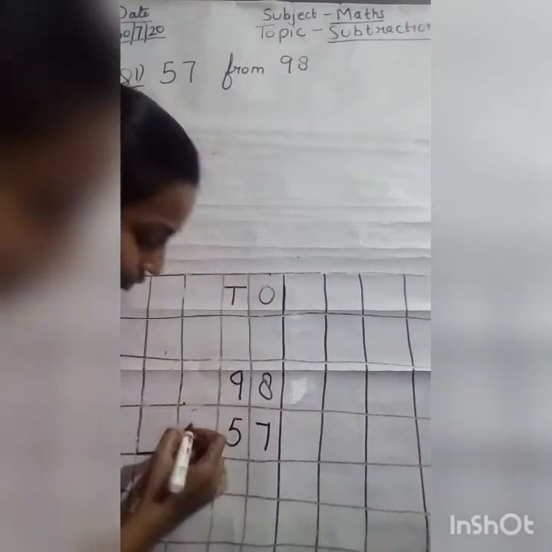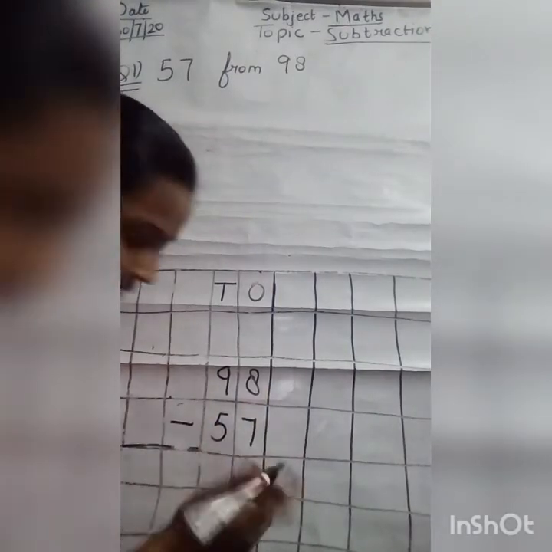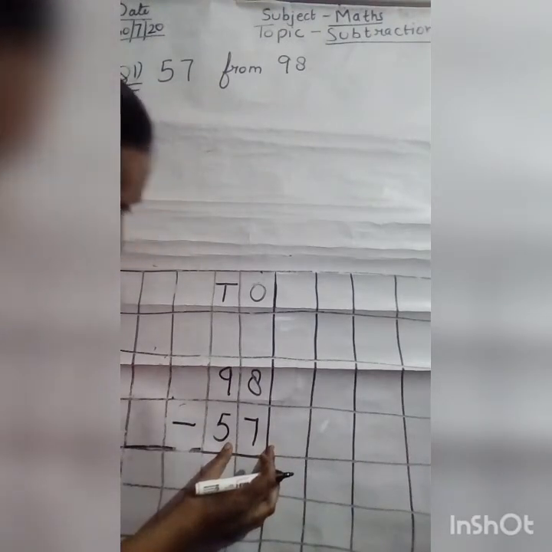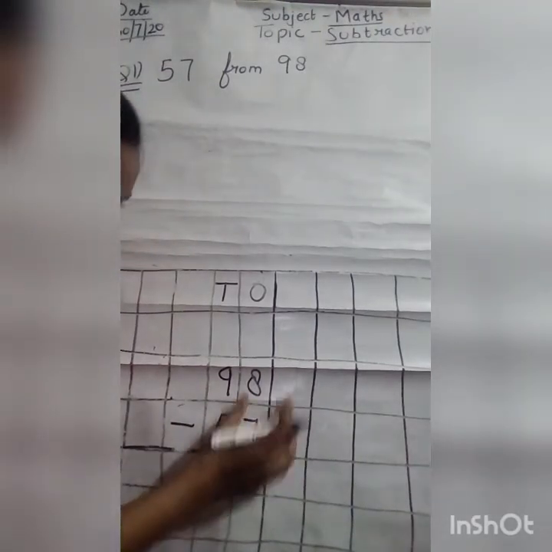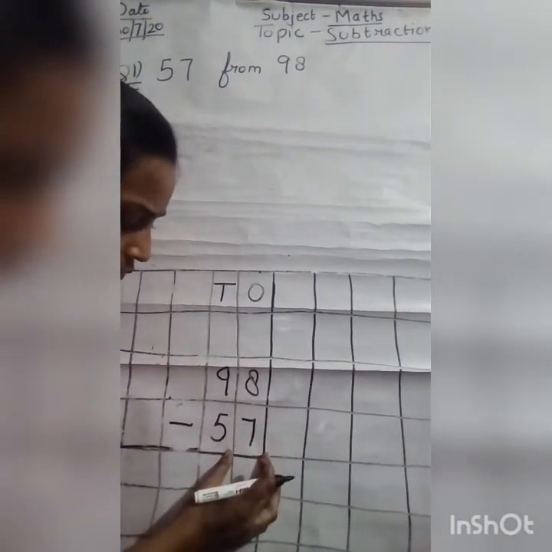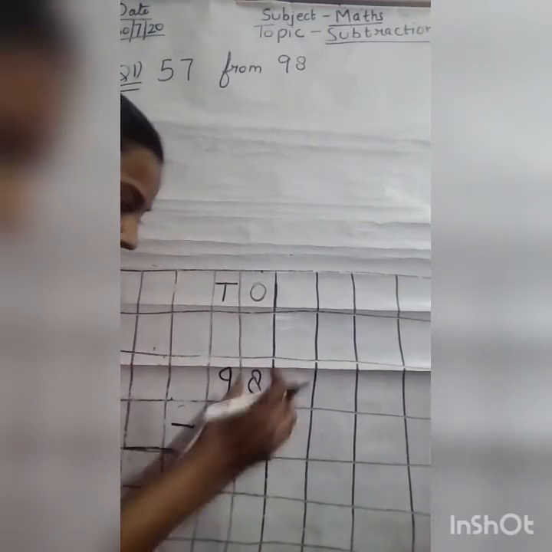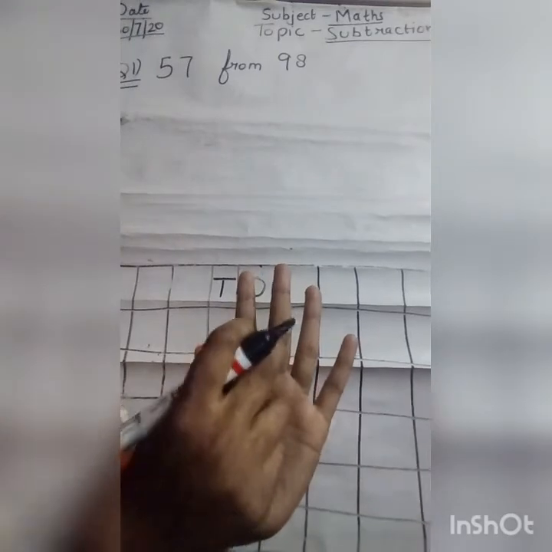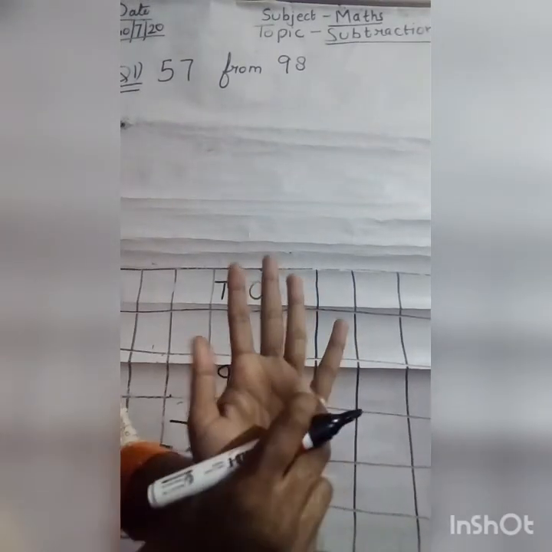Now children, put a sign. Here is 98 and 57. Now we have to subtract 8 minus 7. Orally, 8 minus 7 is 1. Here 8: 1, 2, 3, 4, 5, 6, 7, 8. 8 minus 7, so we have to go backward: 1, 2, 3, 4, 5, 6, 7. Only one line is left. Here is 1. 9 minus 5 means 1, 2, 3, 4, 5, 6, 7, 8, 9.